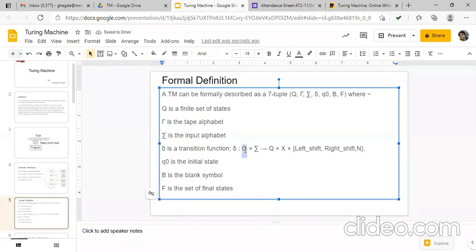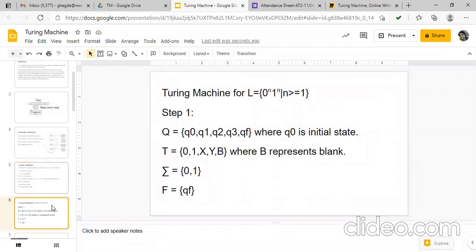Okay, what is that? The state mapped with input gives you the next state, the symbol you are writing on the tape, and after doing this operation, where your head is moving: whether it is moving left, moving right, or there is no operation. So these are the formal definition with 7 tuples. Okay, with this we'll move on to our next topic.